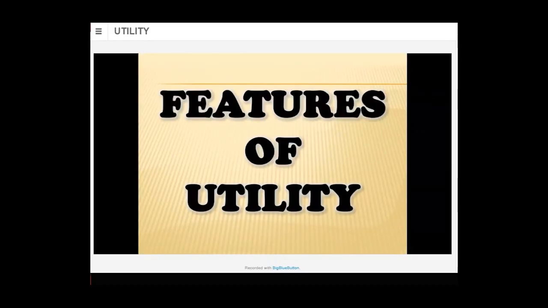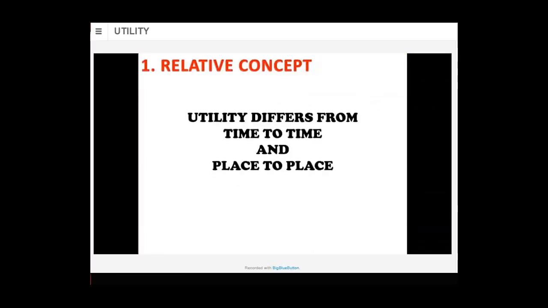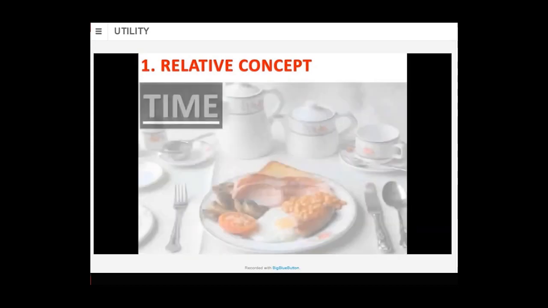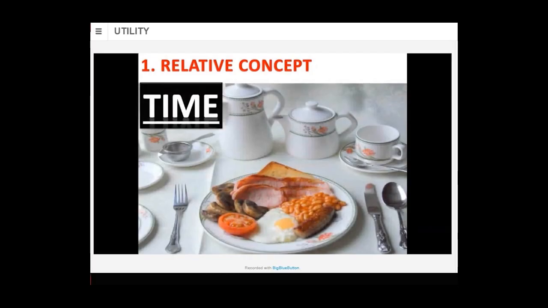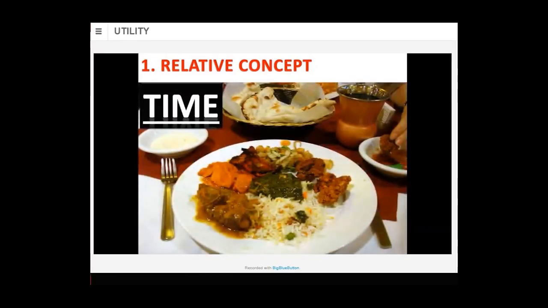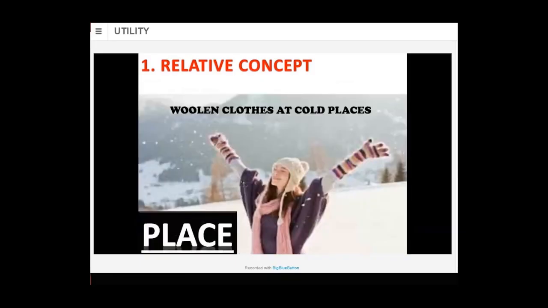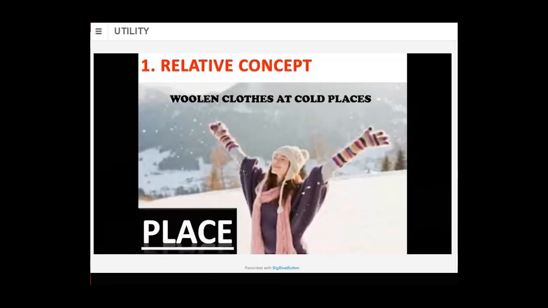Features of utility. Relative concept. It is related to time and place. It differs from time to time. It differs from place to place. For example, breakfast का time and lunch का time अलग-अलग होता है, तो उनका utility भी अलग रहेगा. At the same time, place to place, woolen clothes will have more utility at the cold places rather than hot places.